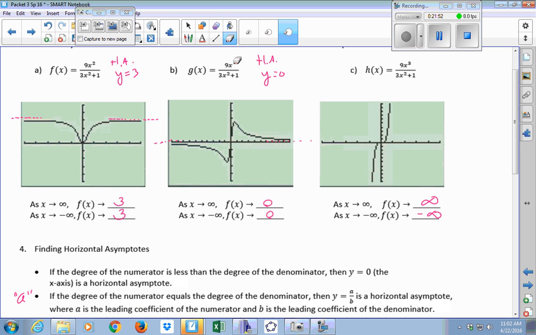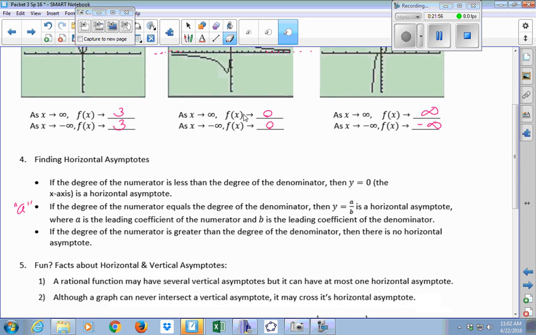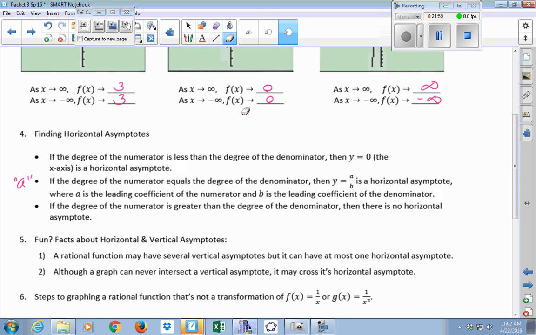So whenever the degree of your numerator is smaller than the degree of your denominator, that's the graph B. You're always going to approach your x-axis. Always. So your function approaches 0.